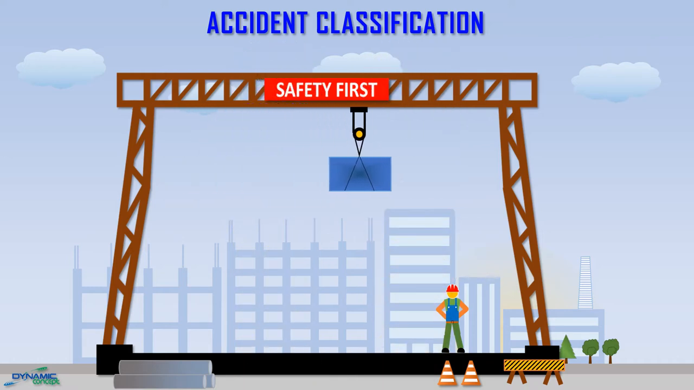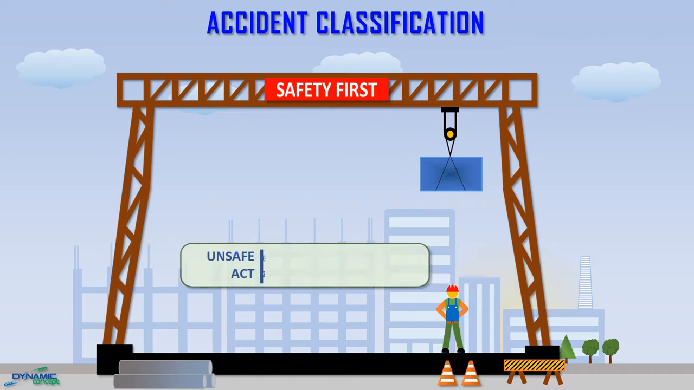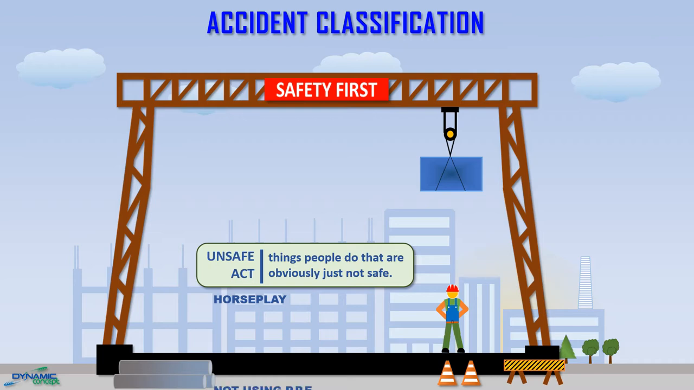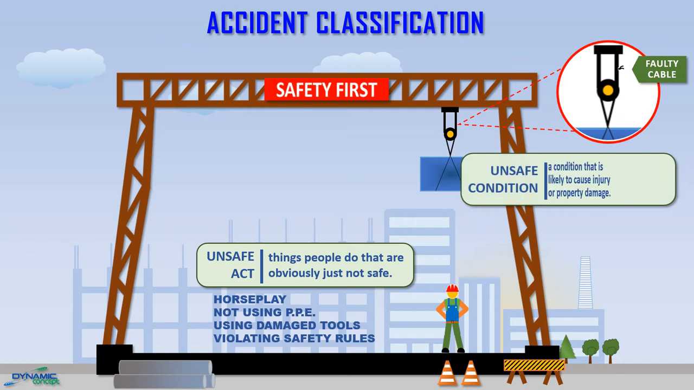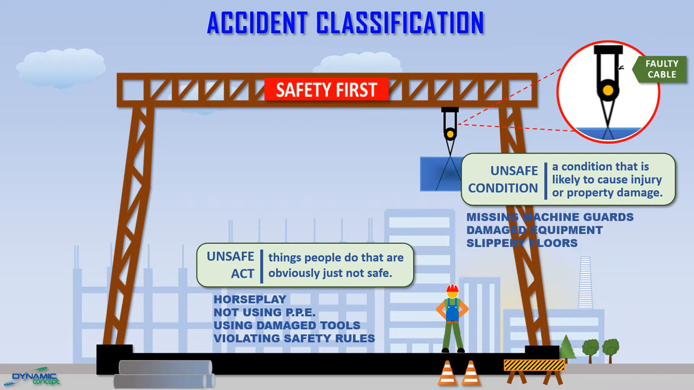Unsafe acts are things that people do that are obviously just not safe. Some examples are horseplay, not using PPE, using damaged tools, and violating safety rules. Unsafe conditions are conditions in the workplace that are likely to cause injury or property damage, such as missing machine guards, damaged equipment, slippery floor, and improper storage of material.